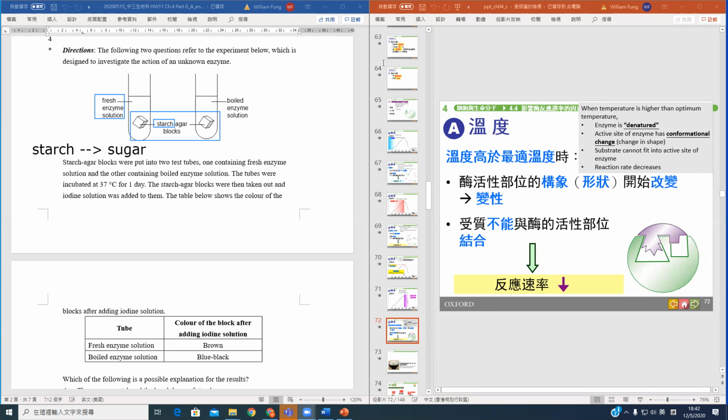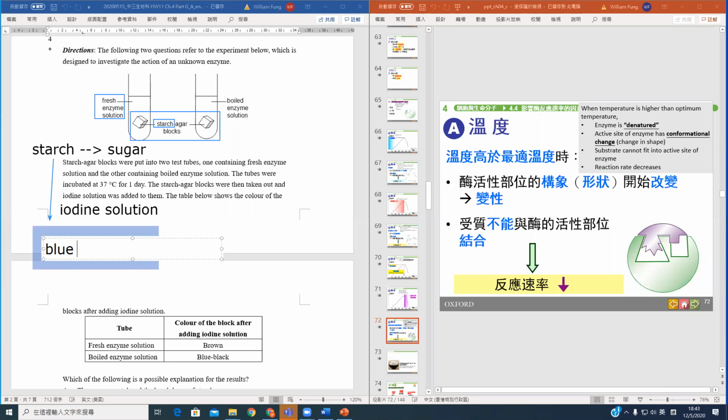When starch is present, iodine solution can turn starch into blue-black color. That's blue-black color. So when fresh enzyme solution is present, blue-black color is not present. It is completely converted into sugar. Starch is no longer present. When enzyme is present, it converts all the starch, so there's no blue-black color.